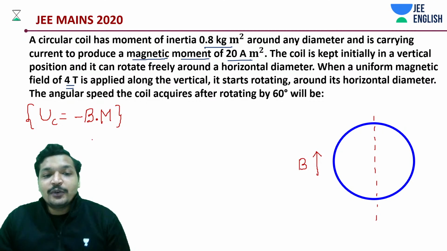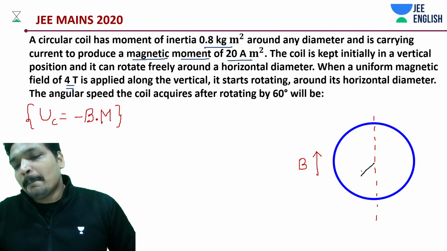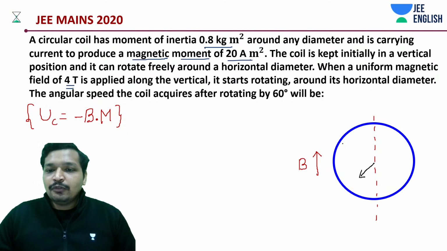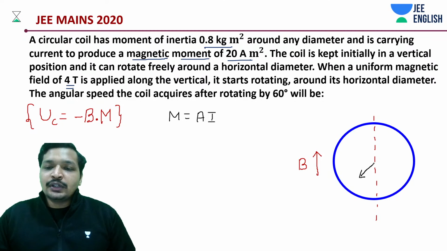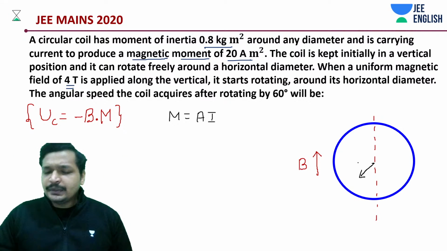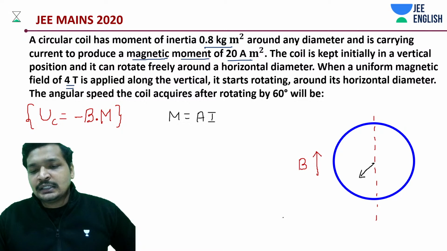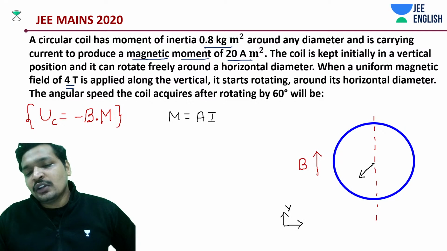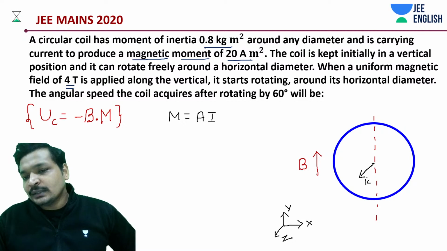Just like your minus P dot E, this is minus B dot M. Now, what is the direction of moment? Perpendicular to the plane. First of all, how do you calculate moment? Moment is nothing but area into current, dotted with something perpendicular to the coil. I'm just talking about the initial condition. Let's define axes. This is the y-axis, your field is along the y-axis, this is the x-axis, and your moment is along the z-axis, like k-cap.